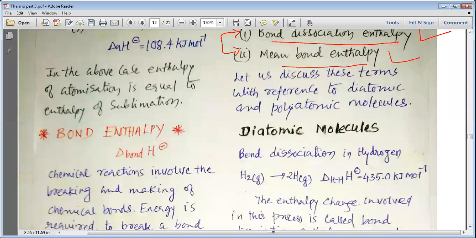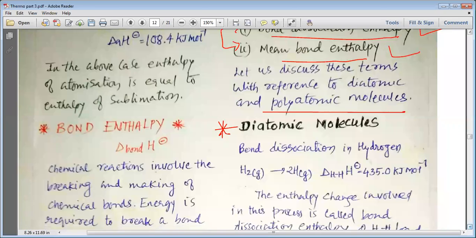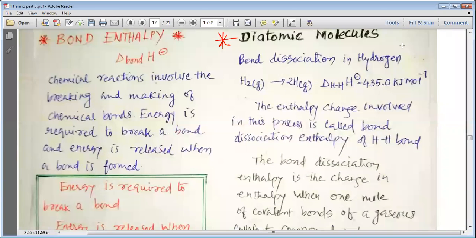Let us discuss these terms with reference to the diatomic and polyatomic molecules. So first we want to study about the diatomic molecules. We have seen that in diatomic molecules there is only one bond present, and that is why their bond enthalpy or bond dissociation enthalpy is equal to their enthalpy of atomization.